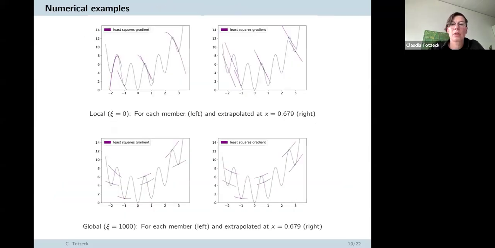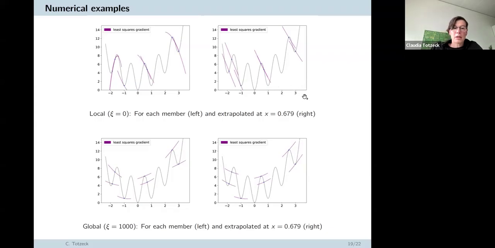And in numerical examples, that looks like this. If we have this slack term 0, then we have a local approximation of the function. So here we have the approximation for every member of the ensemble. We see here these purple lines are the approximation of the gradient at this point, or at this and this and this point. Of course, you have to do a lot of computations if you want to have the gradient for all particles. If you do it at just one particle, then you get this info, which is not very helpful, of course.